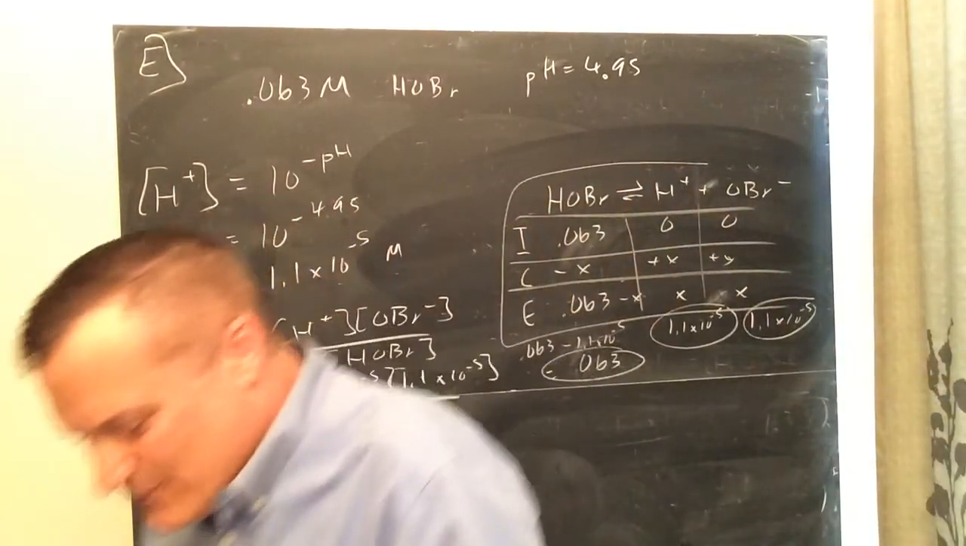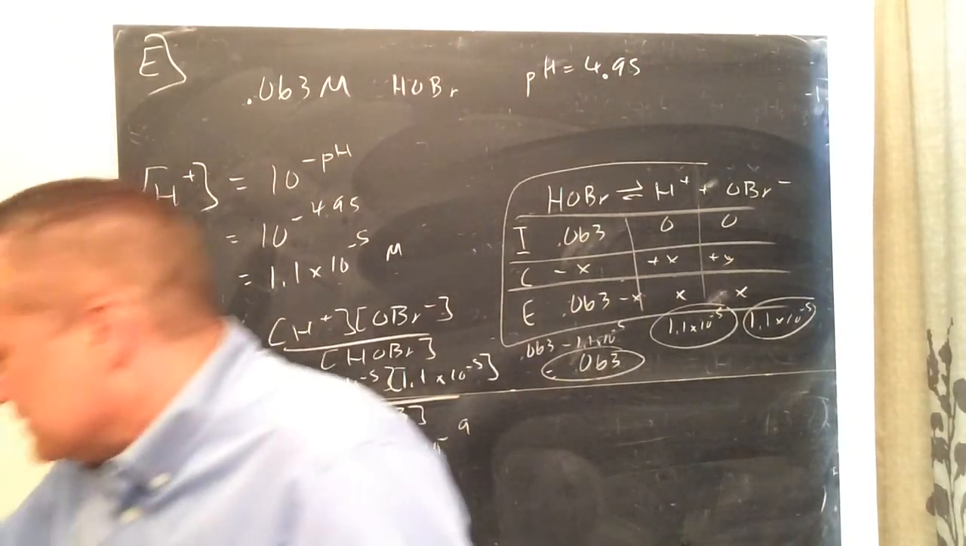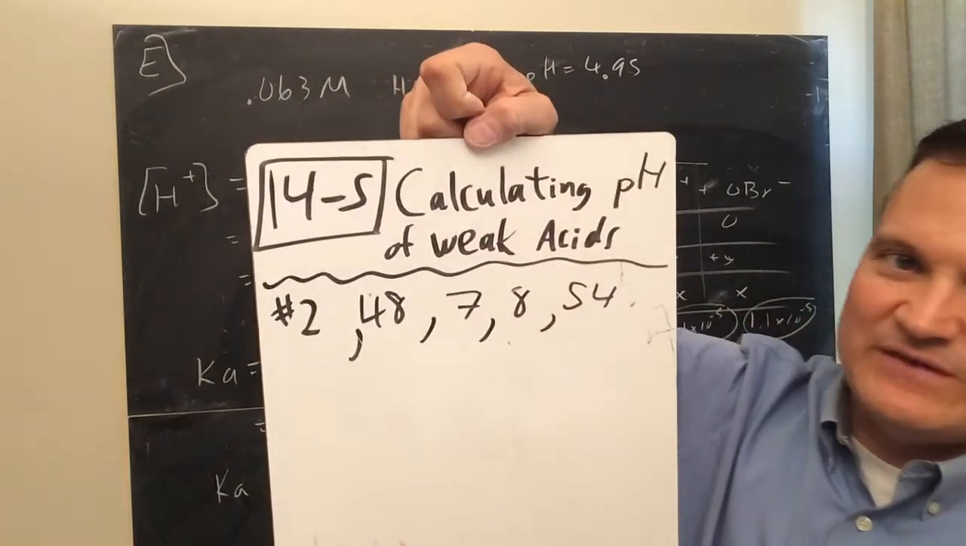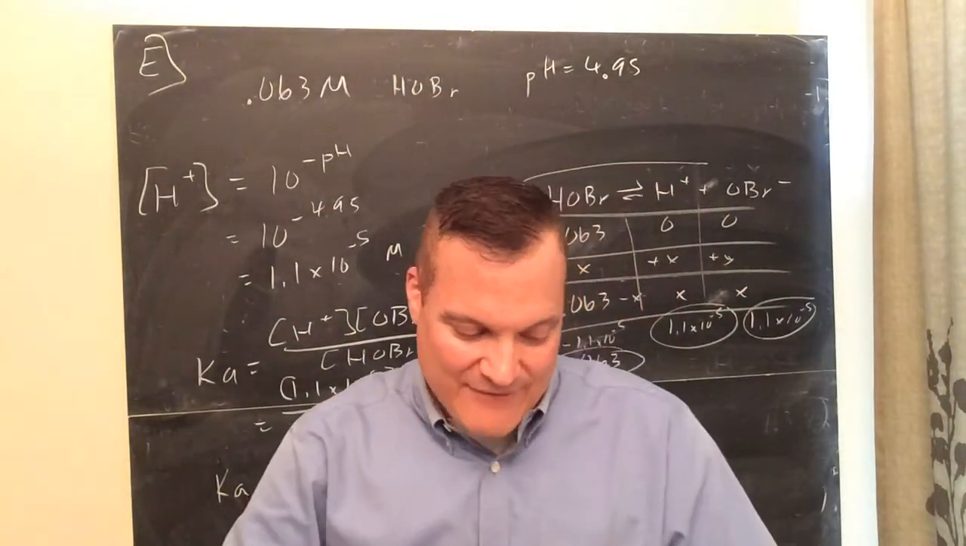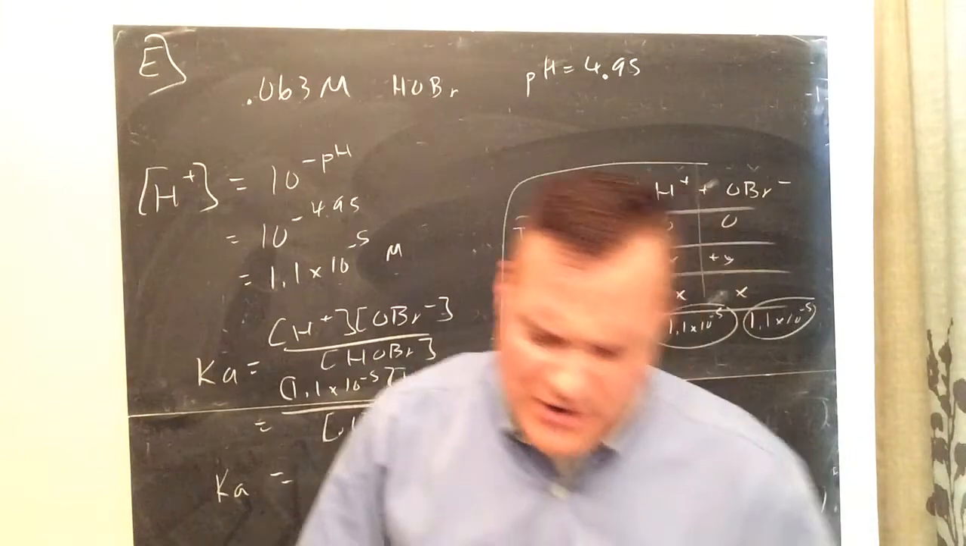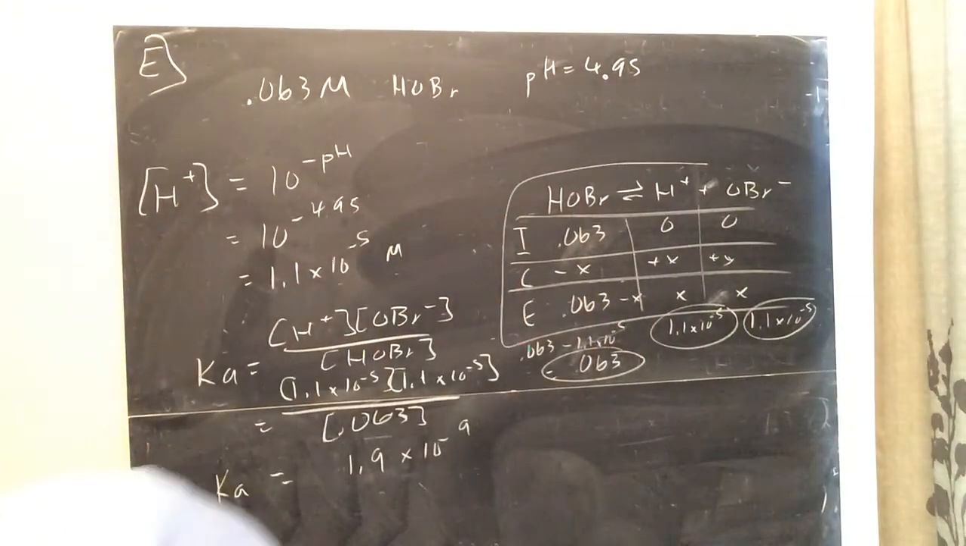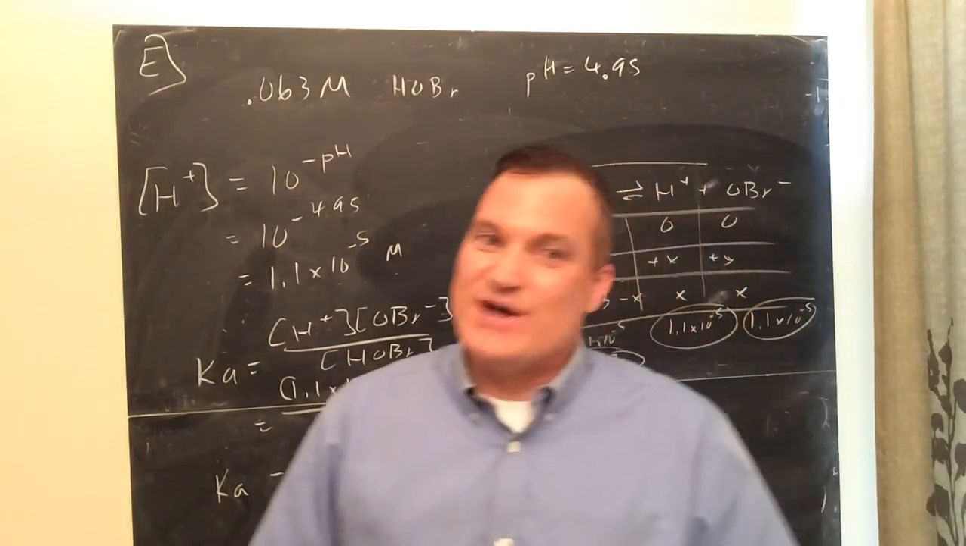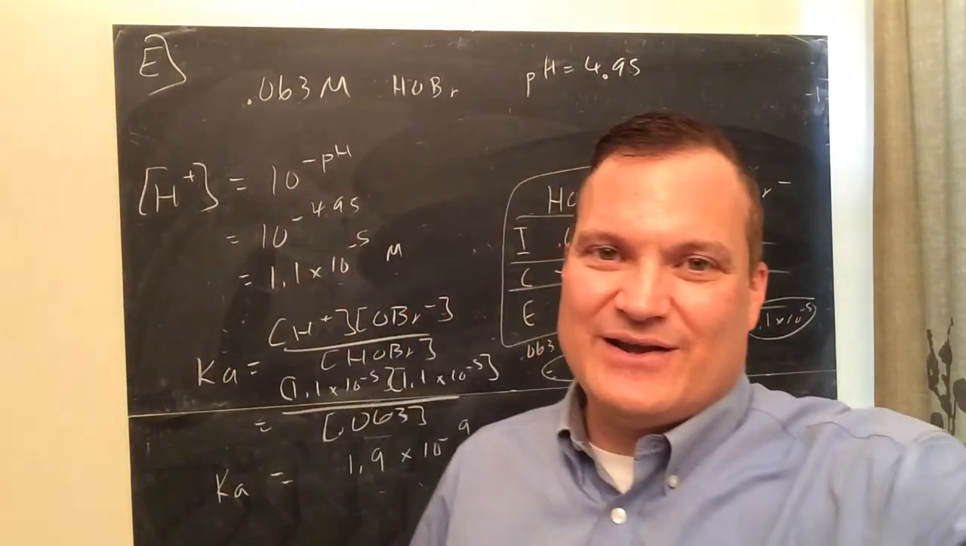Okay, so it's a lot of problems to do. So 2 and 48, 7, 8, and 54. One of them is very short and quick, but I'm having you do pretty much one of each type that I showed you. So I will see you later on. We're getting along. We're getting there, getting there.